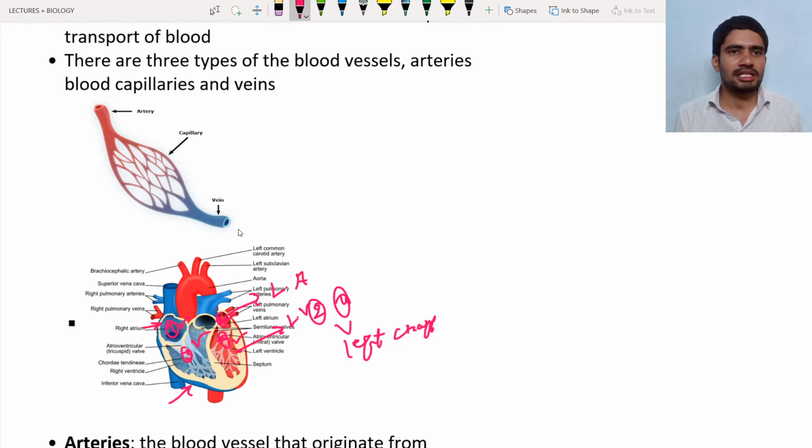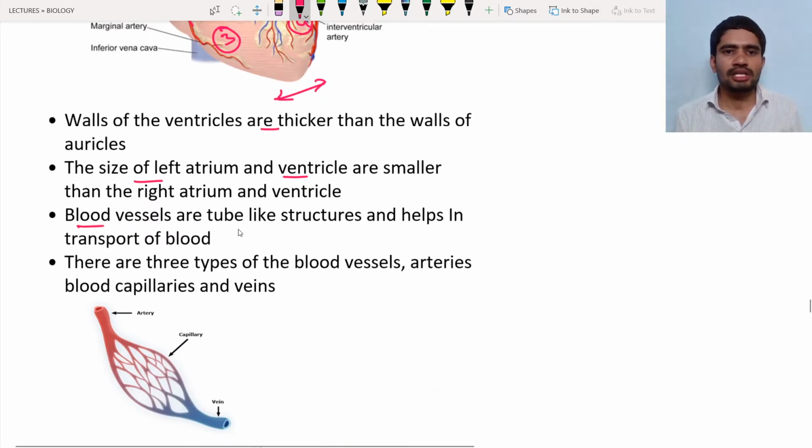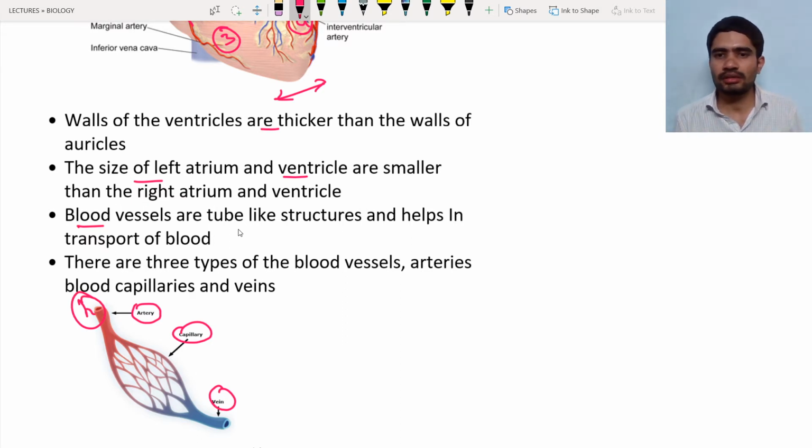Next, blood vessels are tube-like structures. What is meant by blood vessel? Whether it is a coronary vessel or artery or vein, these are all known as blood vessels. Here you can see the artery, this is the capillary, this is the vein. These are all blood vessels. So this is the artery, let us consider it is coming from the heart. The wall of this artery is thicker.